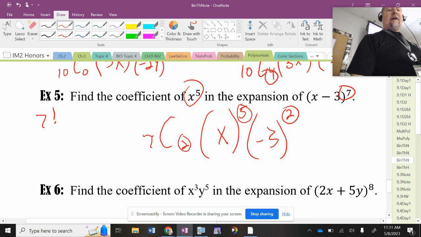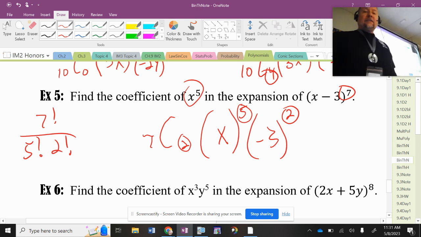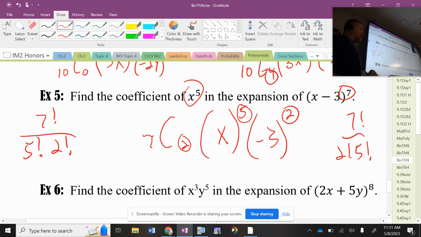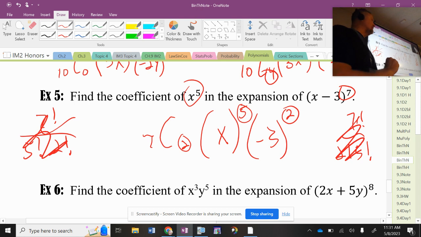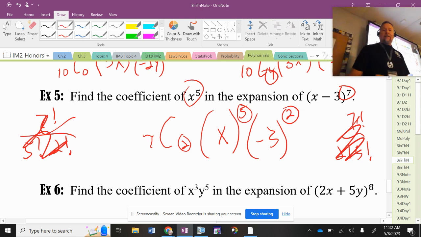7C2 is 7 factorial over (7 minus 2) factorial, 2 factorial. What is 7C5? It's 7 factorial over 2 factorial, 5 factorial, for the same reason. Those are identical. That's why it doesn't really matter. But you don't need to know that on this test. You may need to know it next year when they bring up arithmetic series and sequences.